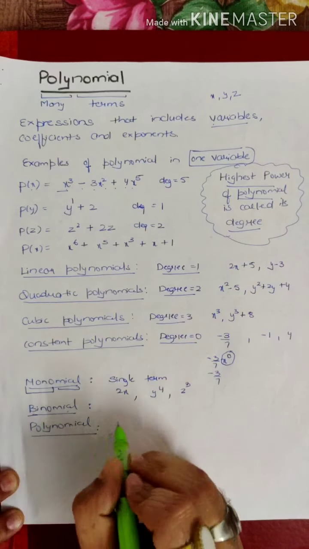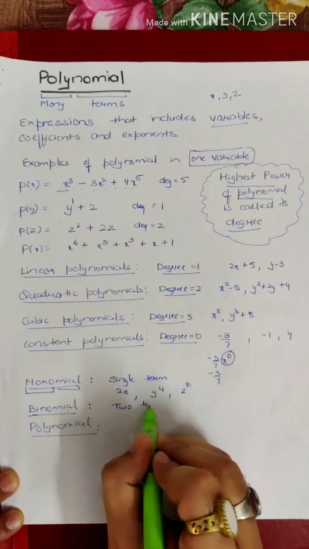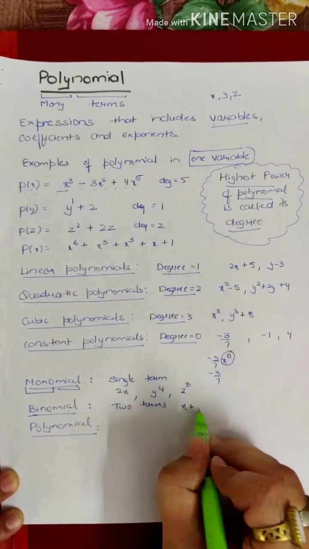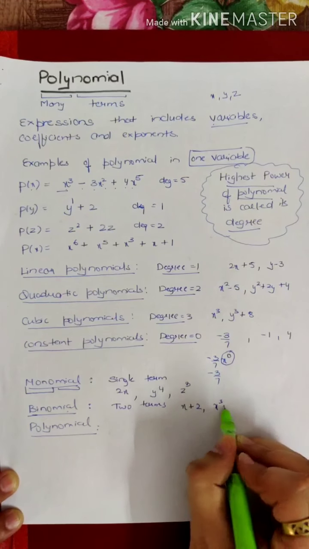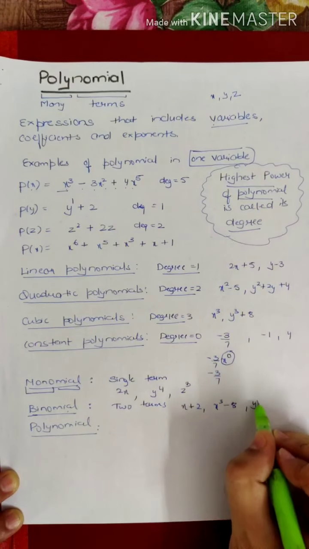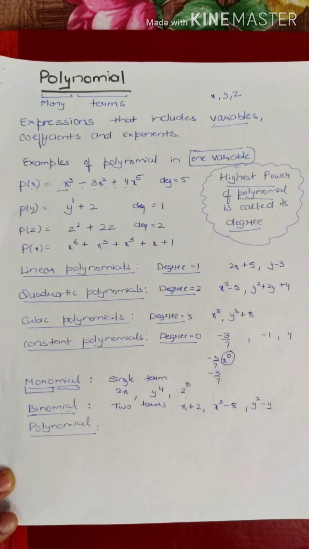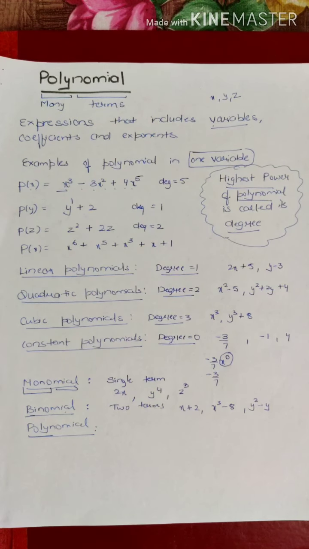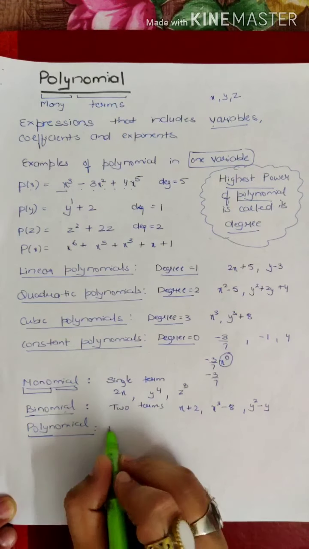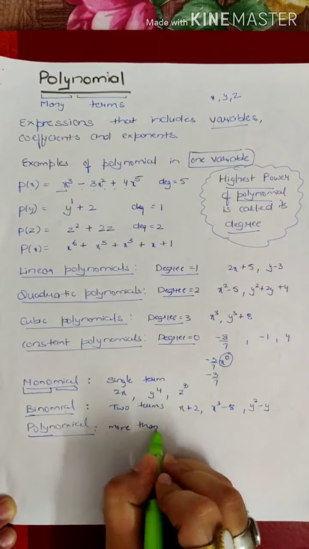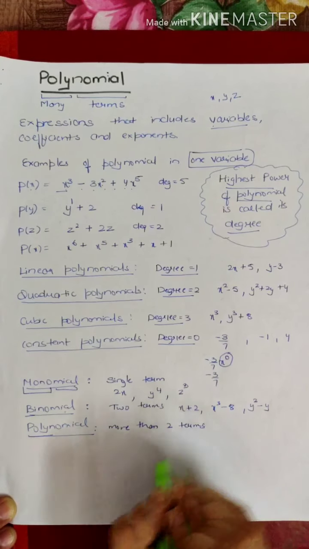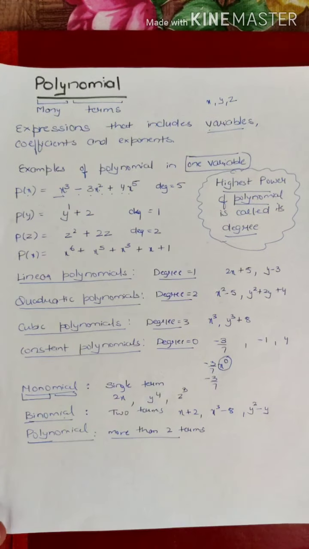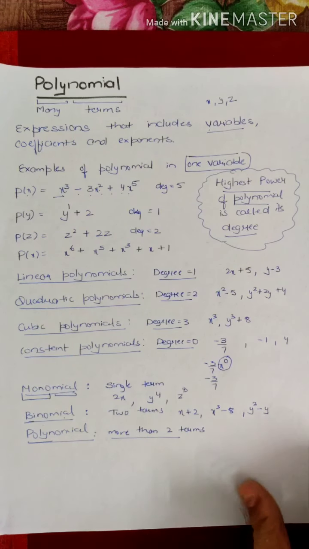Binomial, bi means 2. It has 2 terms like x plus 2 or you can say x cube minus 8 or y raised to power 2 minus y. These are your binomials. And polynomial, as I have told you earlier, polynomial means many terms. So when you have more than 2 terms, it is said to be a polynomial. So you can add or subtract two or more than two terms to get a polynomial.